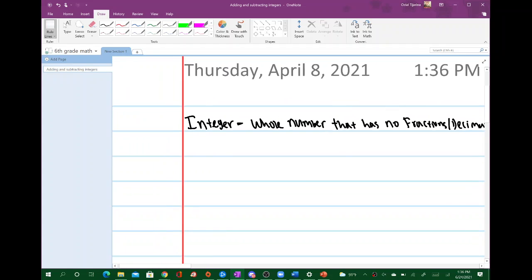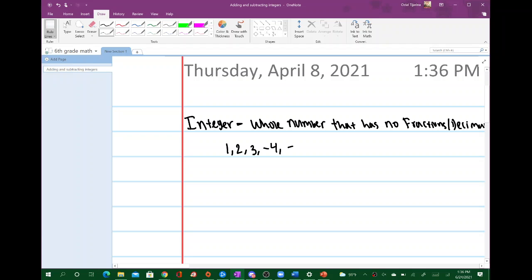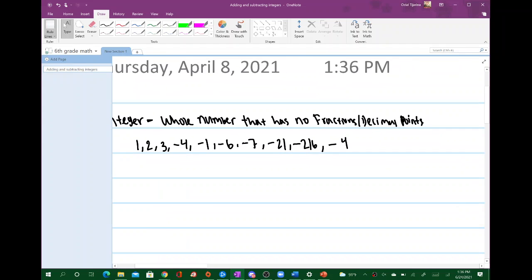So for example, I can say that 1 is an integer, 2 is an integer, 3, -4, -1, -6, -7, -21, -216, 25, 5, and so on. The list can go on forever, as long as it's a whole number.